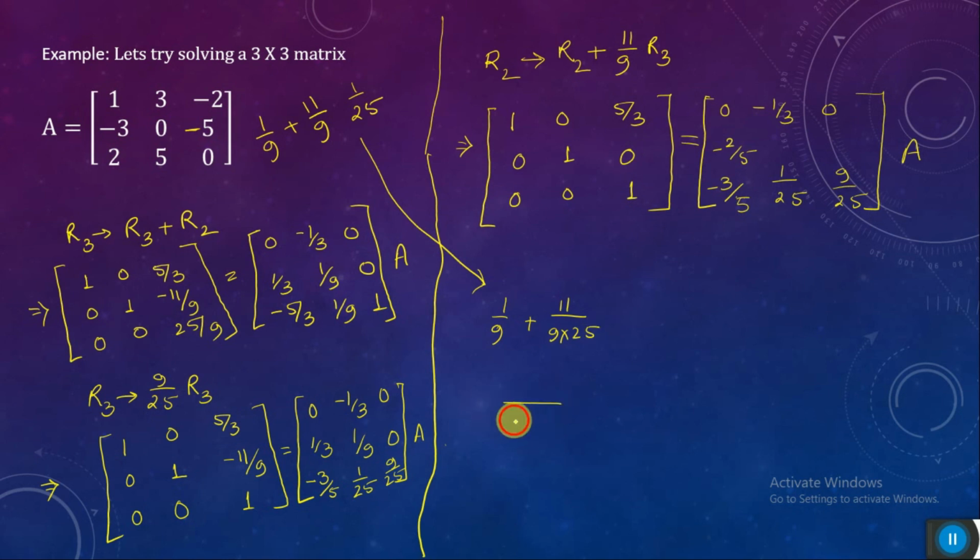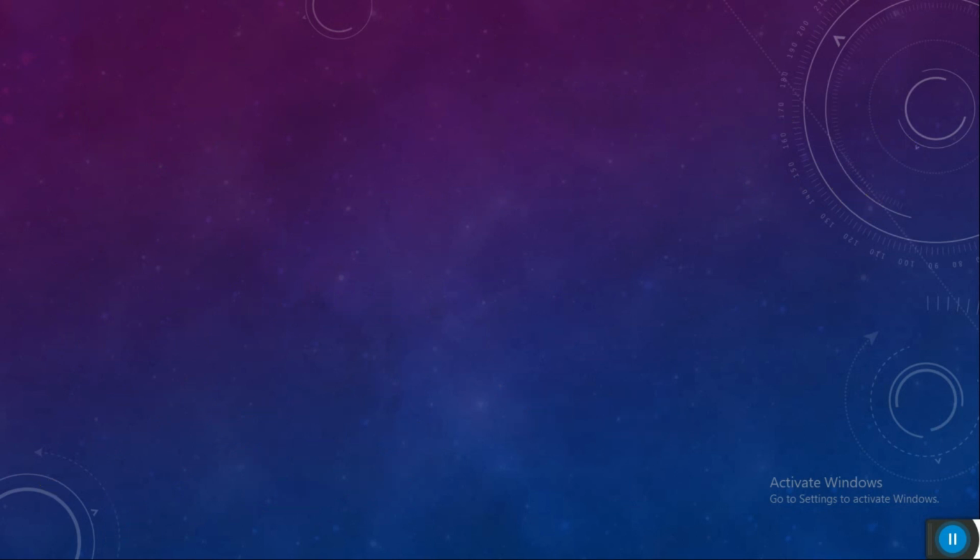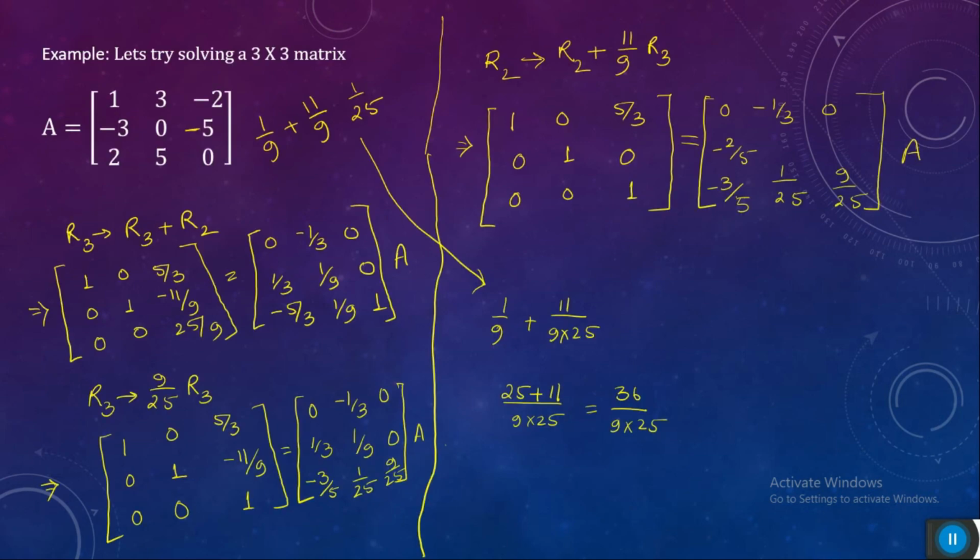So LCM you write down 9 into 25. I'll multiply later. So I will write here 9 LCM. So I will write 25 plus 11. So this is 36 by 9 into 25. Why did I do this? Because I don't want to multiply them and then again cancel it. Multiply and then again cancel, it's same as not multiplying, and later you can cancel. So 9 4 is 36, so you will be getting 4 by 25.